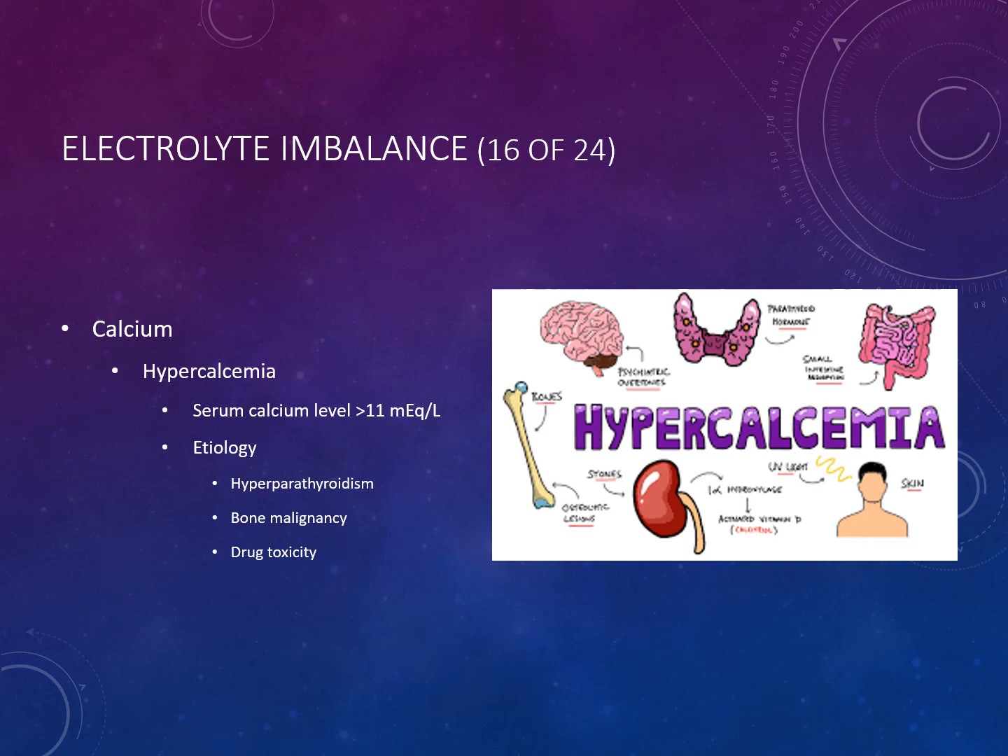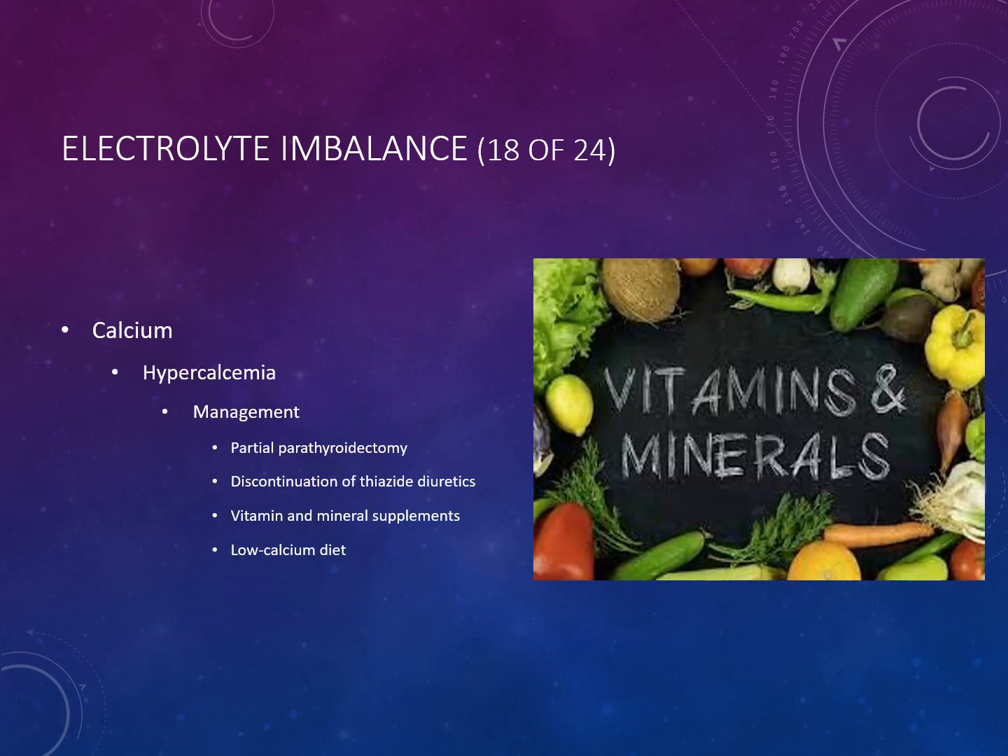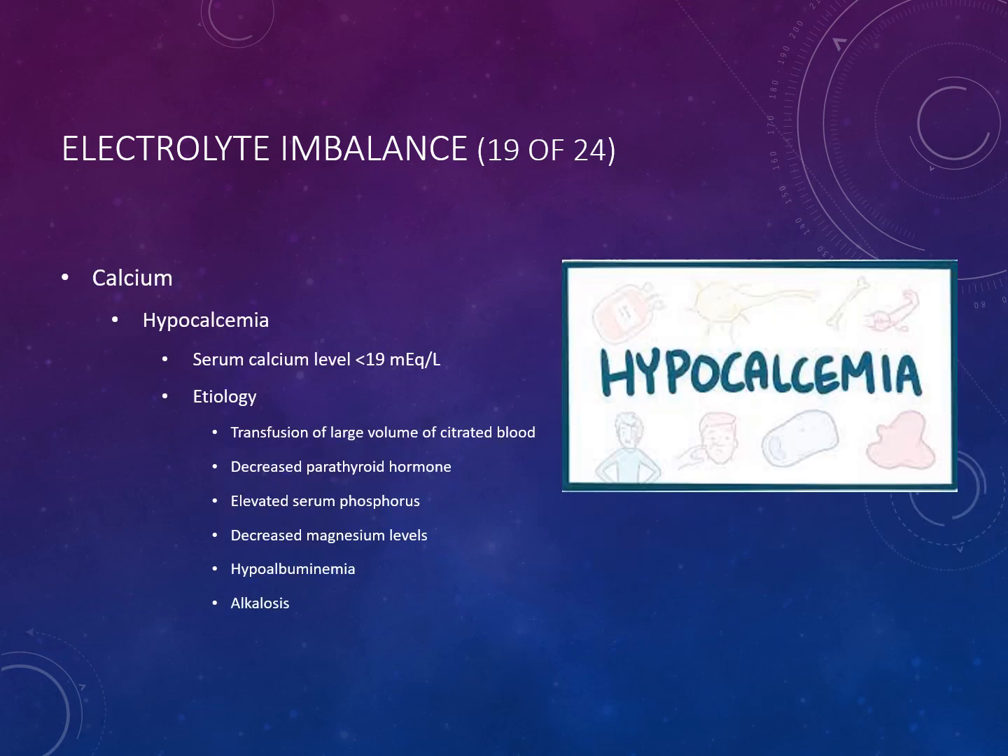So again, hypercalcemia and hypocalcemia affect the neurological system. You have a decrease in these deep tendon reflexes right here, as you see. Headaches, changes in mental status, cardiac dysrhythmias. It can be just as bad as potassium. For foods rich in calcium, we want to make sure that we're providing a low calcium diet if we're hypercalcemic. Hypocalcemia, we just don't have enough, okay?